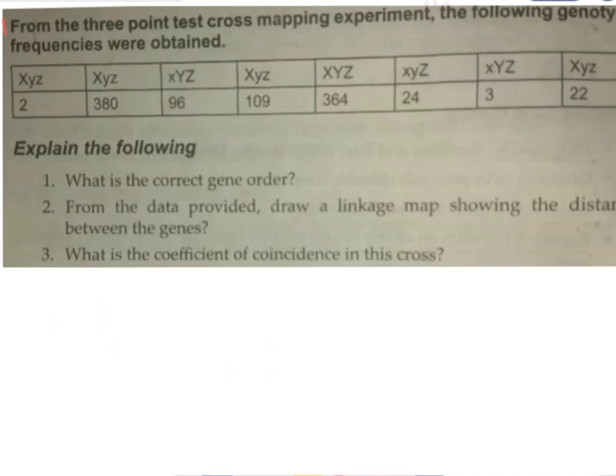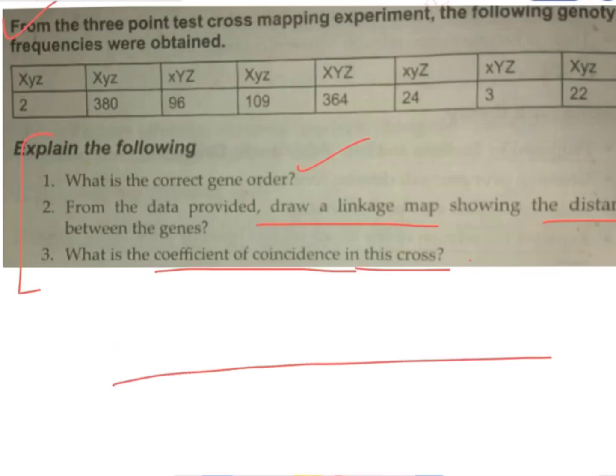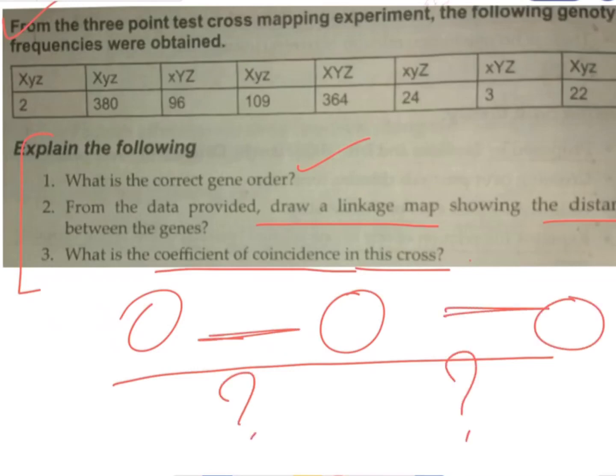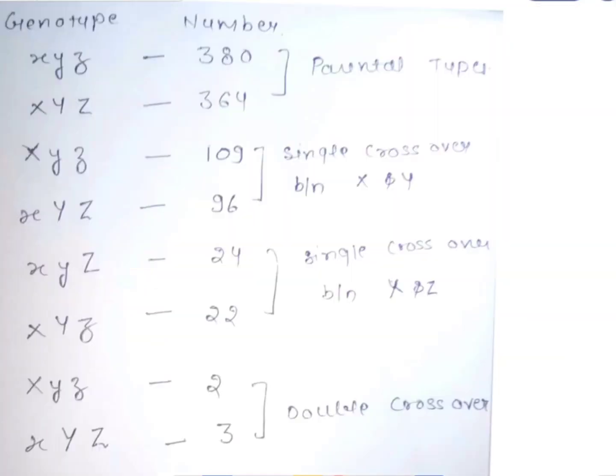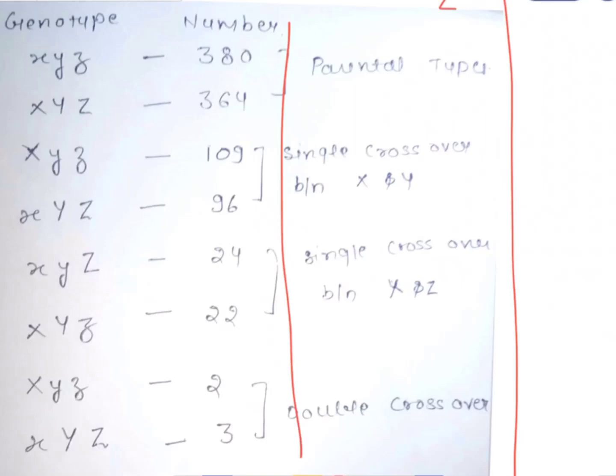Now let's take an example and calculate the three-point test analysis. We have to calculate the correct gene order, draw a linkage map showing the distance between the genes, and find the coefficient of coincidence in this cross. We have to calculate the correct gene order and the distance between them by using the data. This is the data present in the question. We have to arrange it.